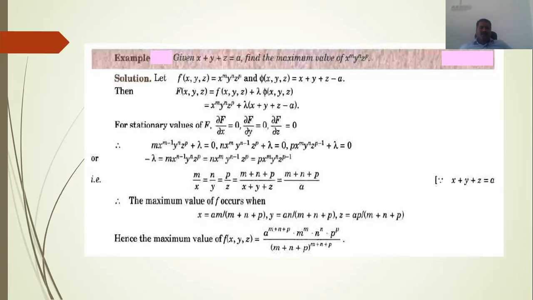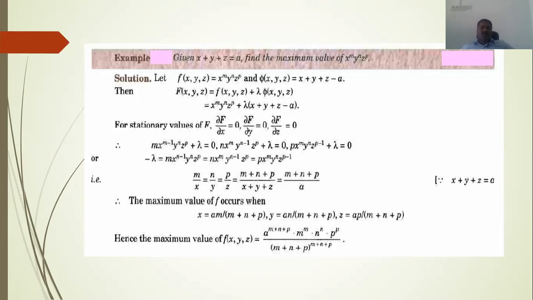From the first one, minus lambda equal to m into x power m minus 1, y power n, z power p, and that in turn equals n into x power m, y power n minus 1, z power p, and that in turn equals p into x power m, y power n, z power p minus 1. So that gives the lambda. All the three are equal. Now, just making use of x plus y plus z equal to a, shuffle them, you get m by x equal to n by y equal to p by z equal to m plus n plus p by x plus y plus z, that equals m plus n plus p by a.